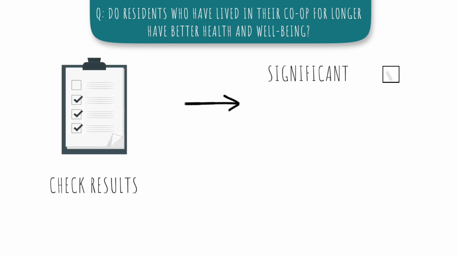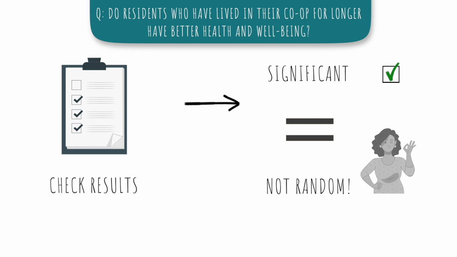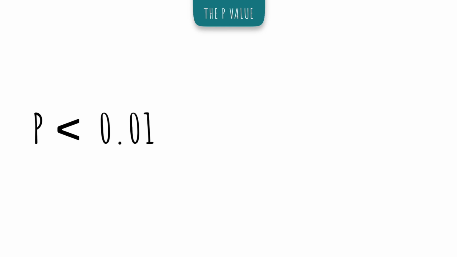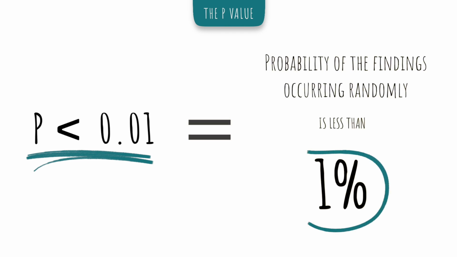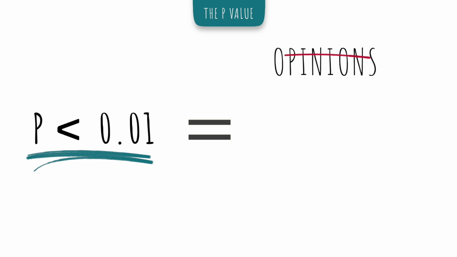If results are significant, it means that we can have confidence that they are not random, a one-off or a fluke. In other words, we can be confident that we would find similar patterns if we asked the same questions again. One of the most widely used indicators of significance is the p-value. When a p-value is less than 0.01, it means that the probability of the findings occurring randomly is less than 1%. This p-value confirms that the claims being made are supported by the data and are not just opinions, errors, or fake news.